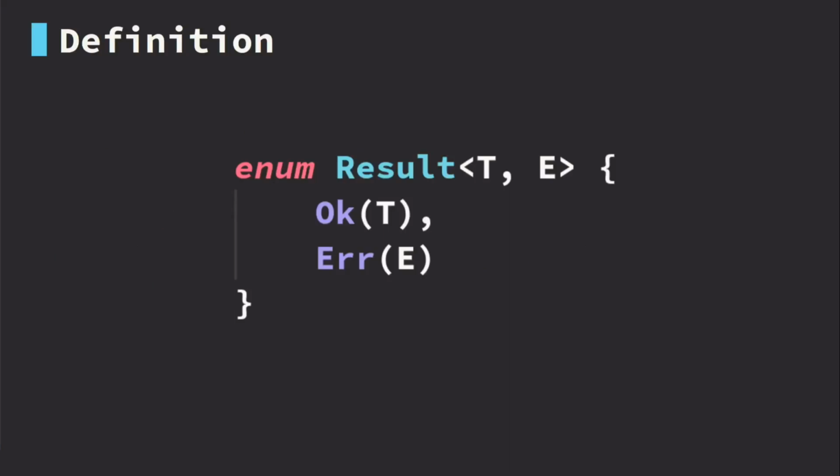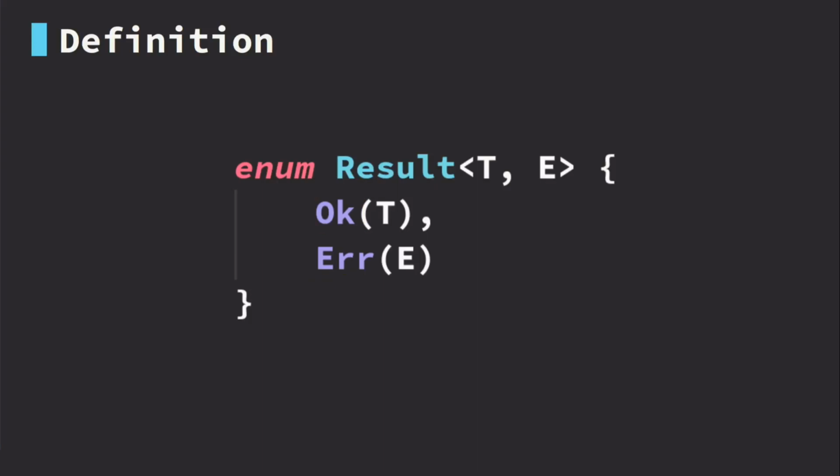Here is the definition of a result. Similar to an option, a result is simply an enum, which contains two variants. It either has an OK variant, which represents the operation was successfully completed, so it's OK. And then there is the error variant, ERR for short. And that means the operation failed and there's some error that occurred.